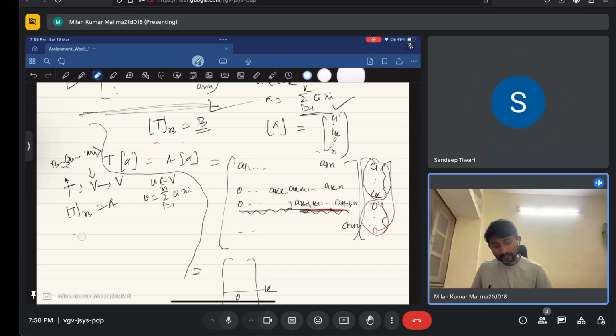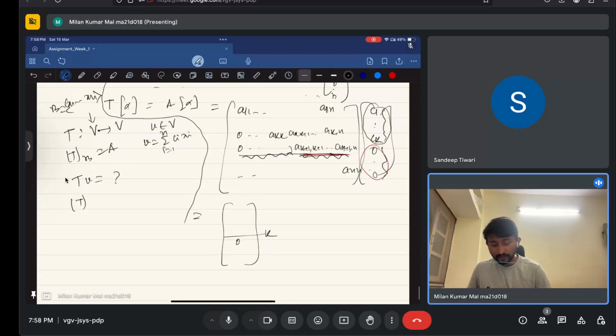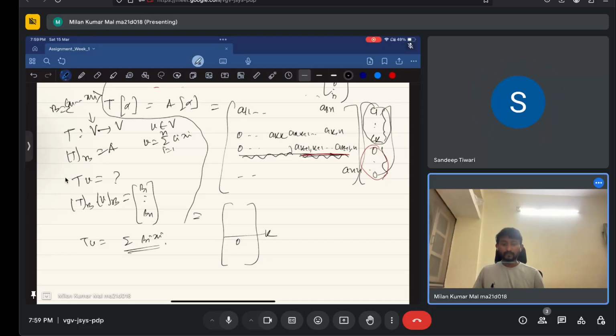Then if I want to find what is TV, this is the same as the matrix of TV with respect to the basis B. And that is the coordinate vector. I will get some coordinate vector, some column matrix. The vector TV will be the summation of those coefficients. Suppose this is beta 1 all the way beta n, then summation of beta i xi. This is TV.